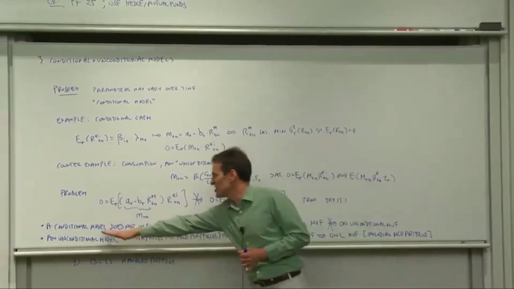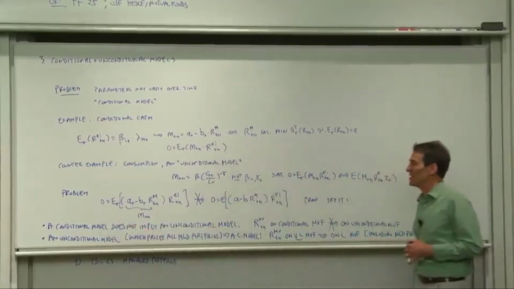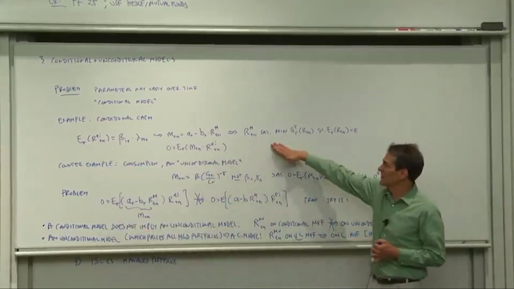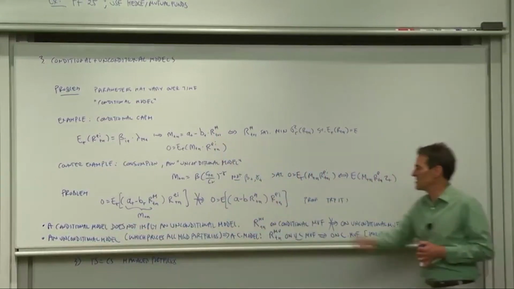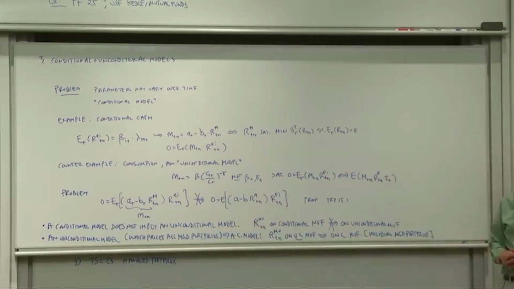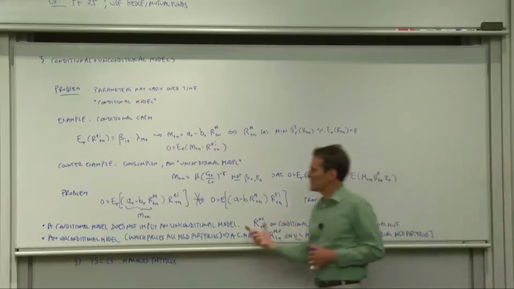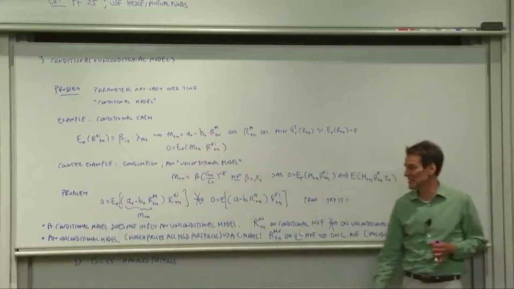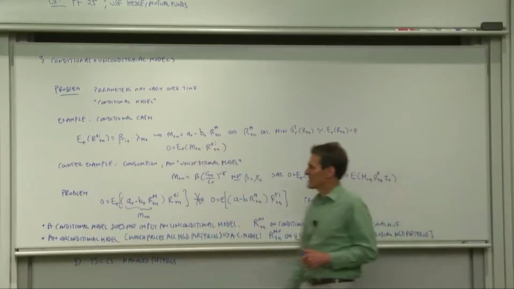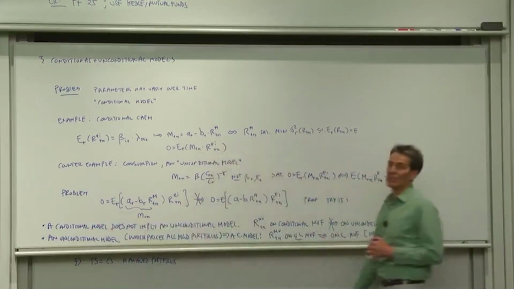So what have we seen? We've seen that a conditional model does not imply an unconditional model. A model that is completely conditional with time-varying parameters doesn't imply that there's a corresponding version of an unconditional model. The language is a little confusing because you're used to thinking conditional expectation implies unconditional expectation, but this is different. It's a conditional model which does not imply an unconditional model.